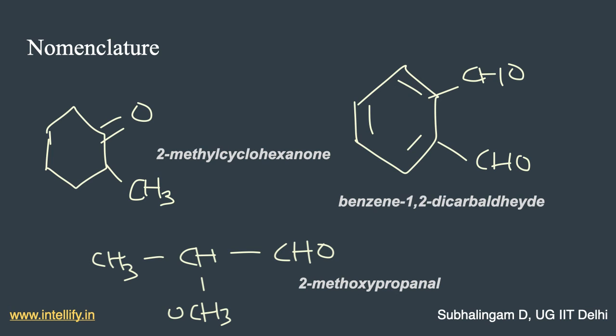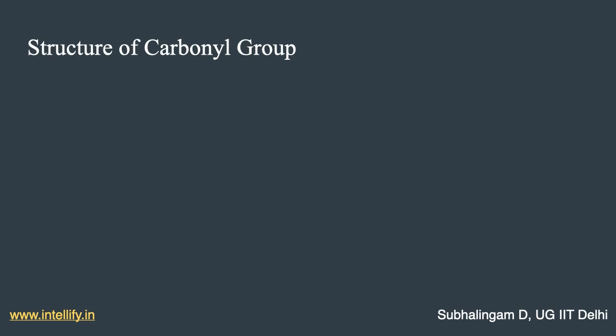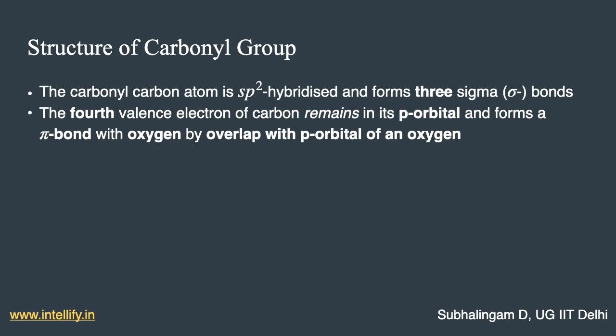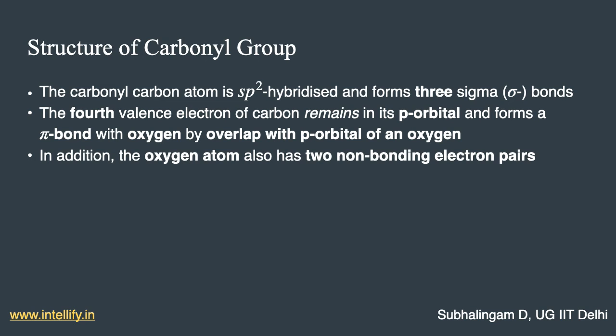I hope the nomenclature is clear, and I am moving on to the structure of carbonyl compounds, or structure of carbonyl groups to be more precise now. The carbonyl carbon atom is sp2 hybridized and forms 3 sigma bonds. I hope you know what sigma bonds are by now. The fourth valence electron of carbon remains in its p orbital and forms a pi bond with oxygen by overlap with p orbital of an oxygen.